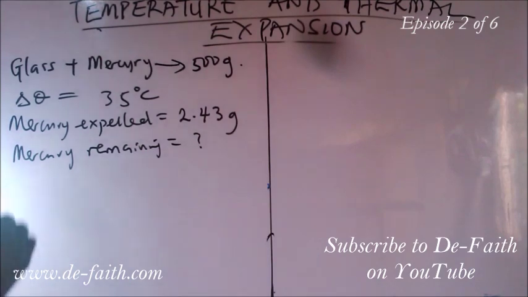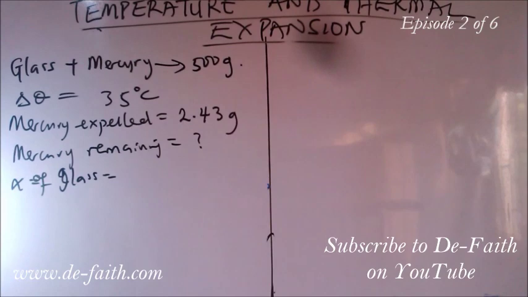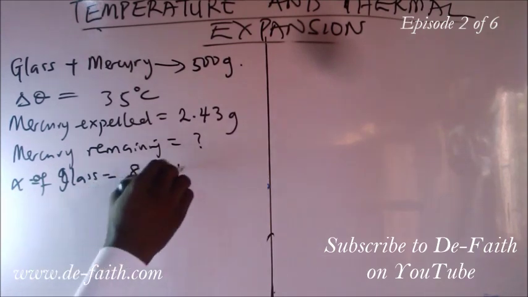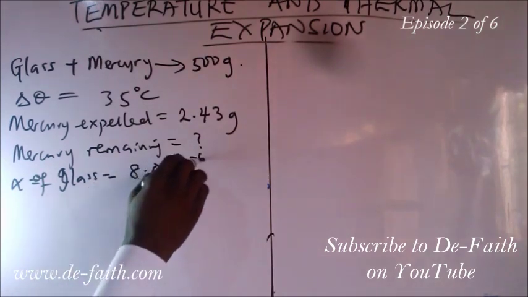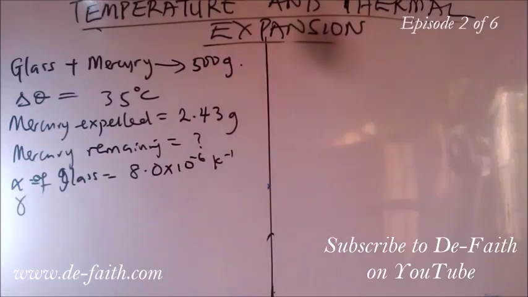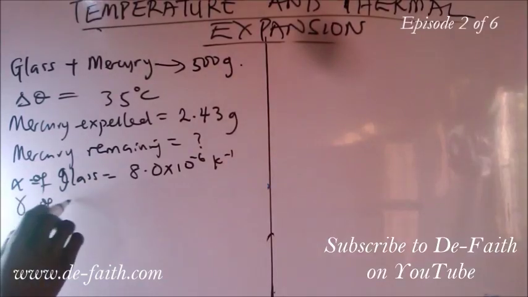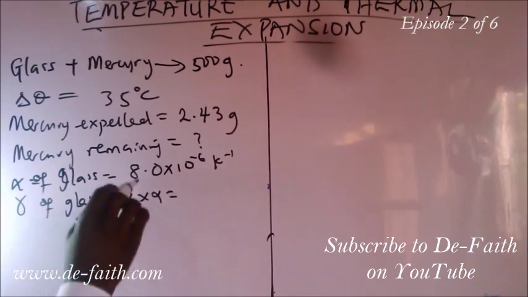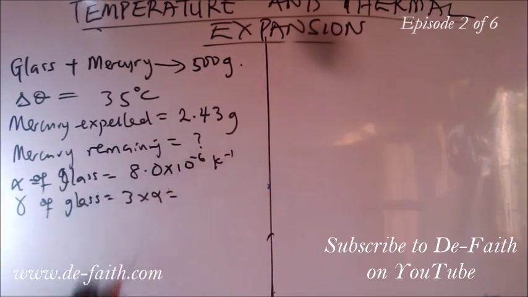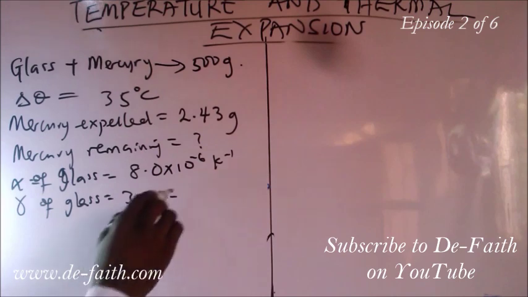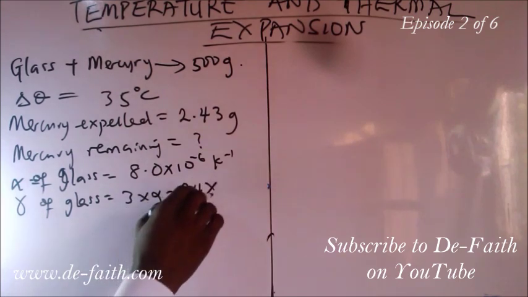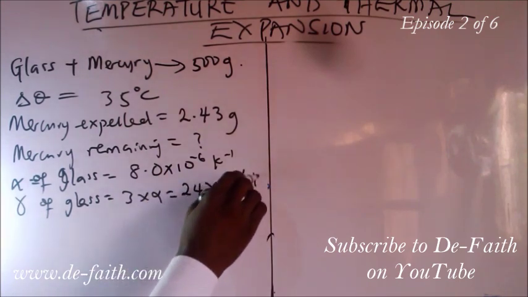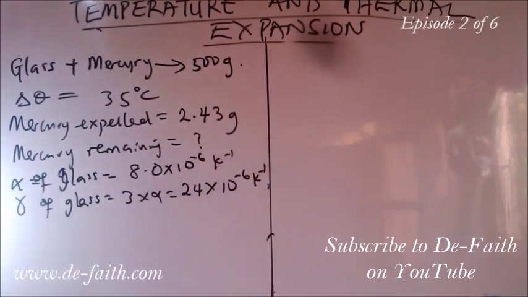So from here, we're told that the linear expansivity of glass is equal to 8.0 times 10 to the power of minus 6 per Kelvin. Therefore, considering the cubic expansivity of glass, which will be 3 times alpha, that is 3 times 8.0 times 10 to the power of minus 6, and that will leave us with 24 times 10 to the power of minus 6 per Kelvin. So here is the cubic expansivity of the glass.